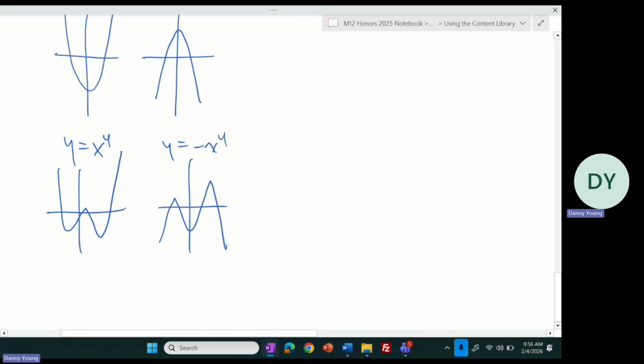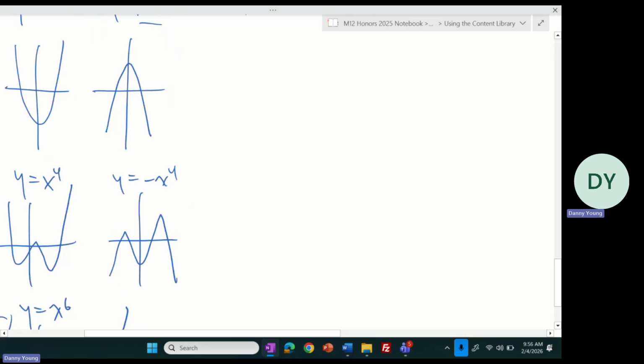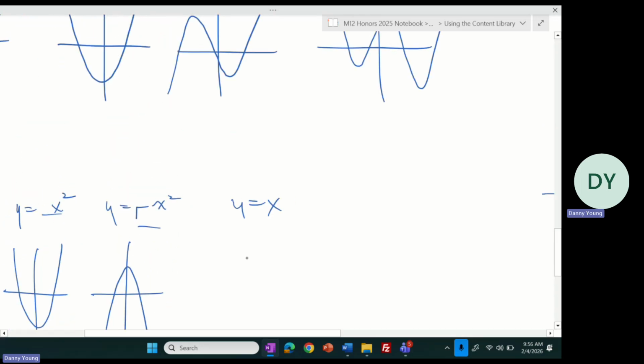One more. Y = x to the 6. On the left side, would it be top or bottom? Top. So it'll be like 1, 2, 3, 4, 5, 6. When it's even, it's always on top. Good observation. The problem is, what if it's odd? If it's odd, like x to the power 1, it'll come from the bottom left and go up like that.